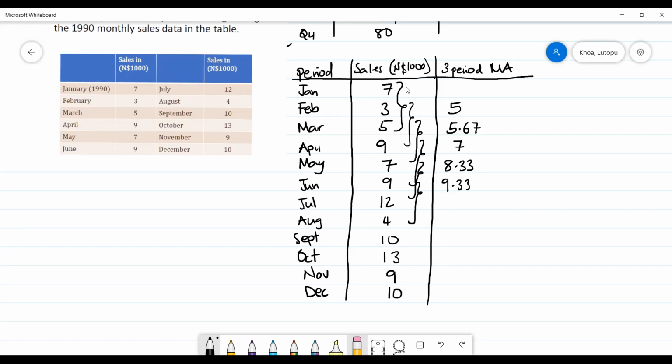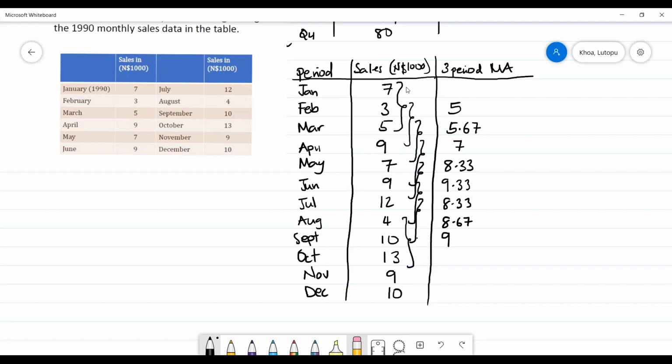9 plus 12 plus 4 is 25 divided by 3. This is 8.33. Then next we have 12 plus 4 plus 10. This is 26. 26 divided by 3. This is 8.67. And then next one will be 4 plus 10 plus 13. This is 27 divided by 3 is 9.